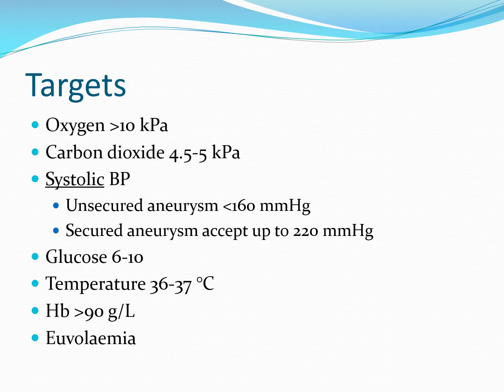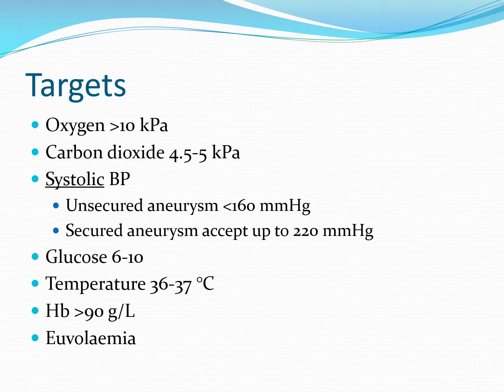How about targets when we admit these patients to our intensive care units then? Well, as ever, we can break these down A, B, C, D, E. So in terms of airway, it's about keeping normal oxygen tensions, 10 kilopascals or above. In terms of carbon dioxide levels, similar to what we would do in traumatic brain injury, aiming for the lower end of the normal range for carbon dioxide.